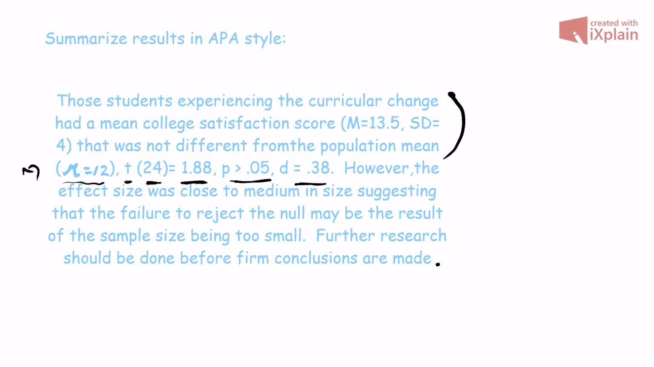And then finally, because we have a d that's almost medium and we did not reject the null, that should suggest to you that maybe our significance test did not have sufficiently large sample size. We did not perhaps have enough statistical power. And so it's worth telling your readers that. Really what you should do is rerun the study with a larger sample size.